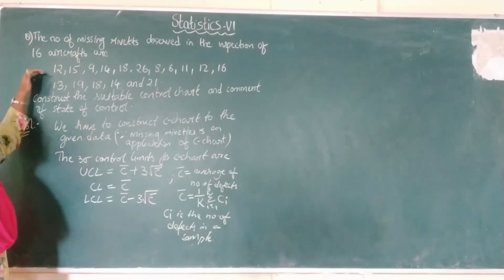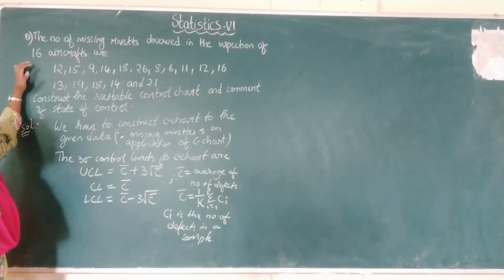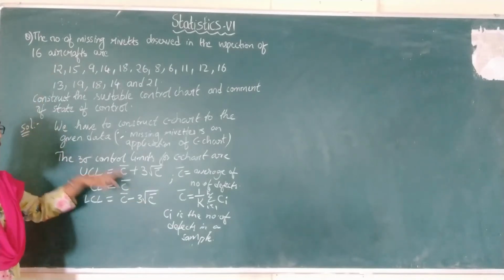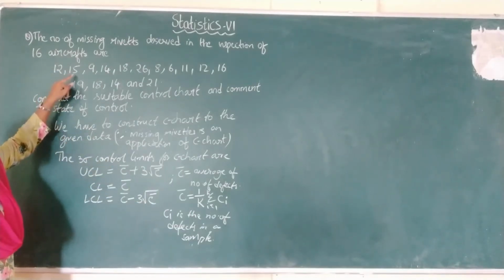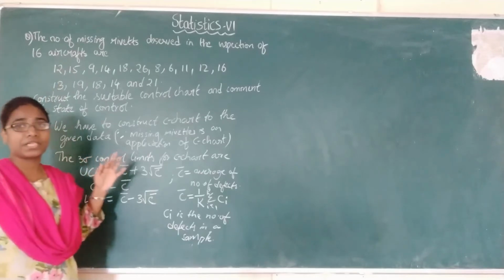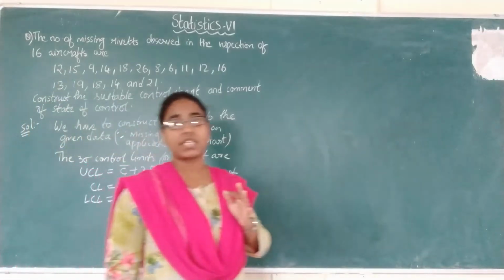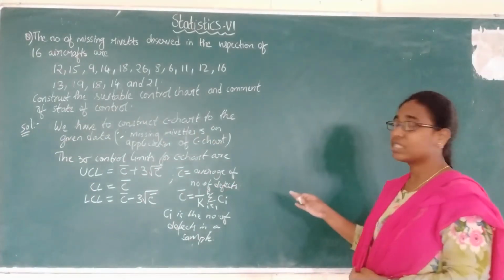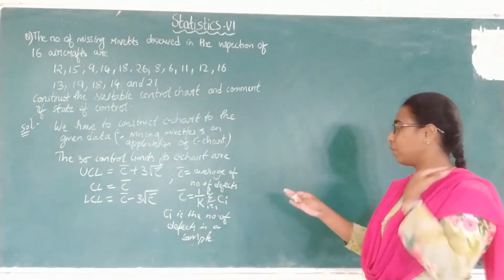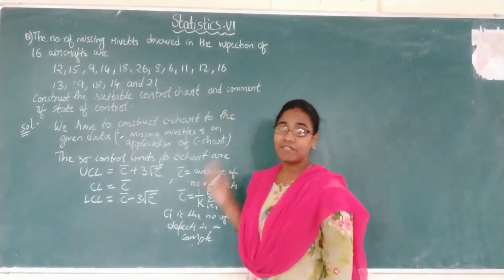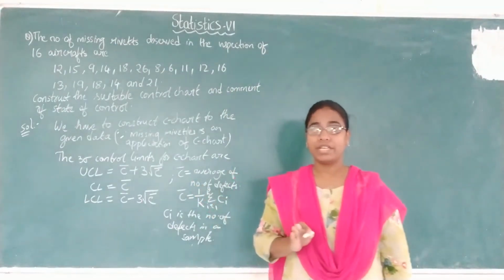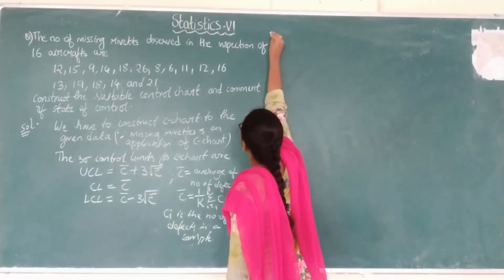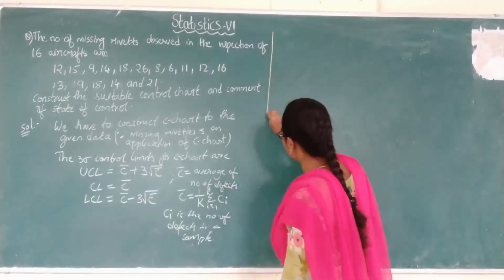So here we have considered 16 aircrafts, right? In the first aircraft, 12 defects, that is the first Ci value. Second aircraft, 15 missing rivets are there. So that is the second Ci value. Now we want the C bar value from the Ci values. So first, whatever the given data, you have to write it in a table format. In total there are 16 observations.